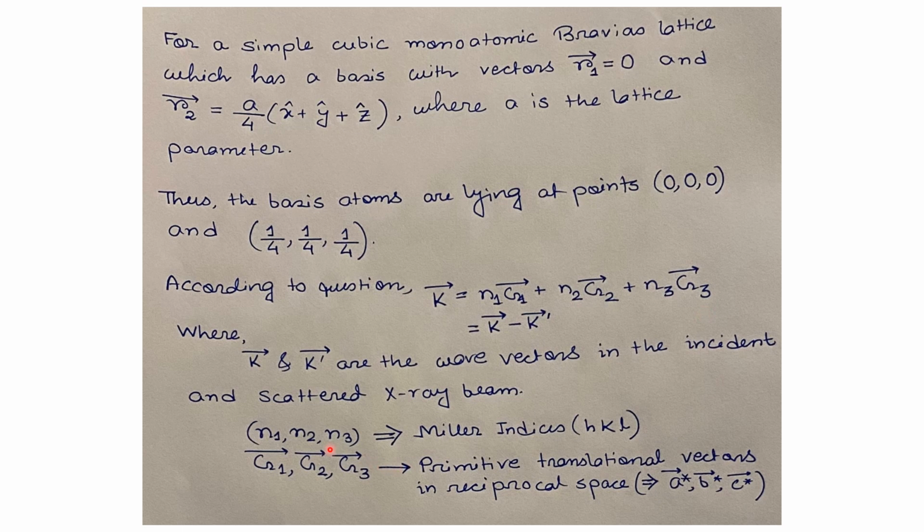Here n1, n2, n3 are the integers. Those are analogous to the Miller indices, that is HKL, and g1 vector, g2 vector and g3 vector are the primitive translational vectors in reciprocal space. So those are reciprocal lattice vectors, and that is usually denoted by A star vector, B star vector and C star vector.